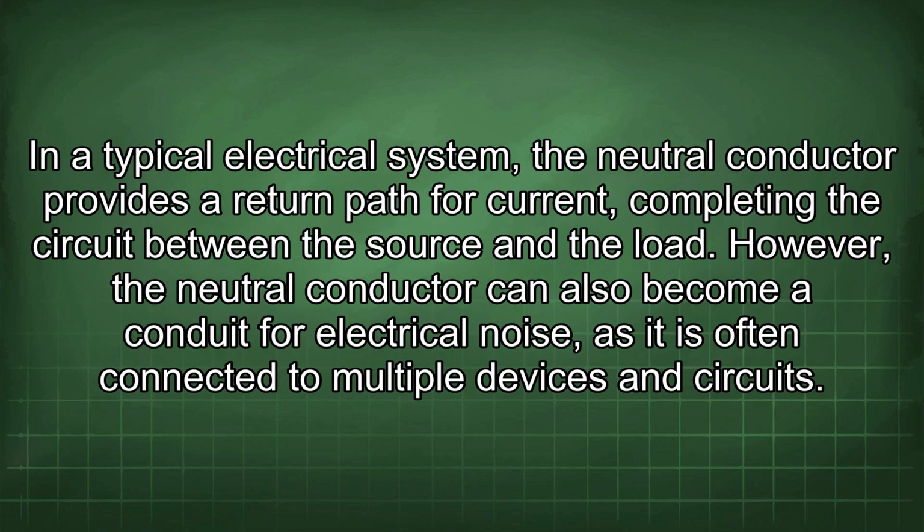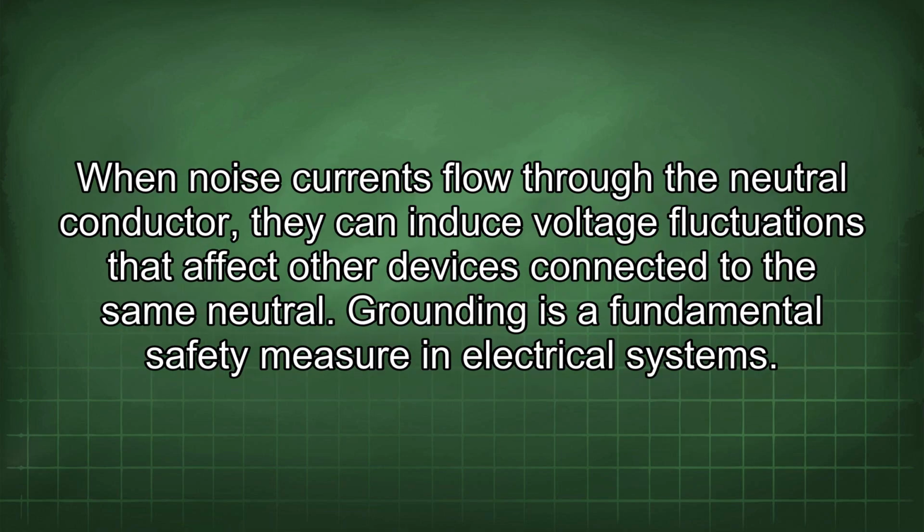In a typical electrical system, the neutral conductor provides a return path for current, completing the circuit between the source and the load. However, the neutral conductor can also become a conduit for electrical noise, as it is often connected to multiple devices and circuits. When noise currents flow through the neutral conductor, they can induce voltage fluctuations that affect other devices connected to the same neutral. Grounding is a fundamental safety measure in electrical systems.